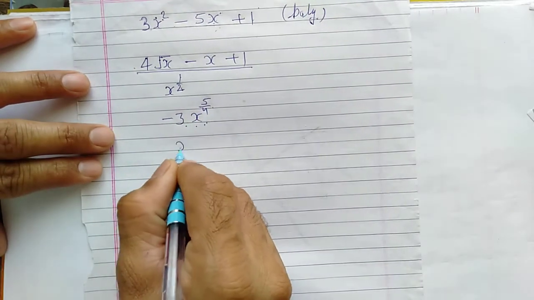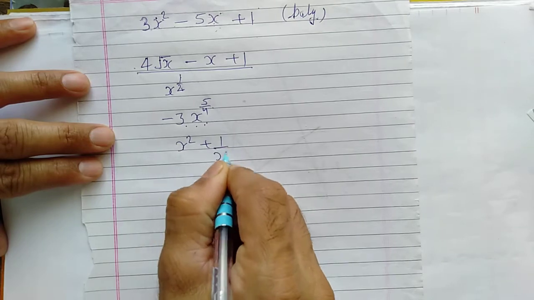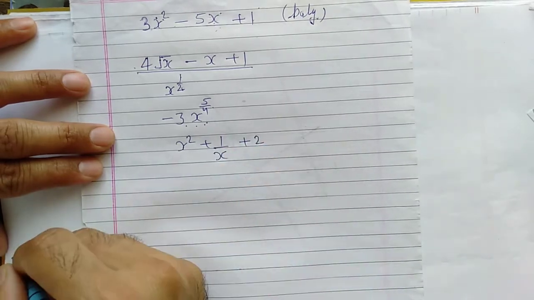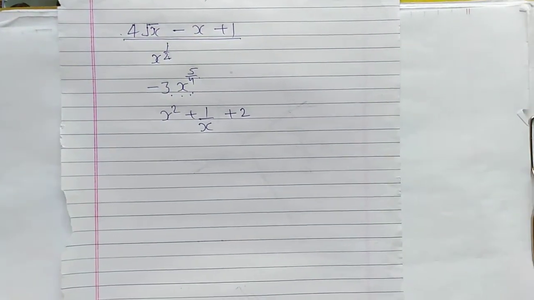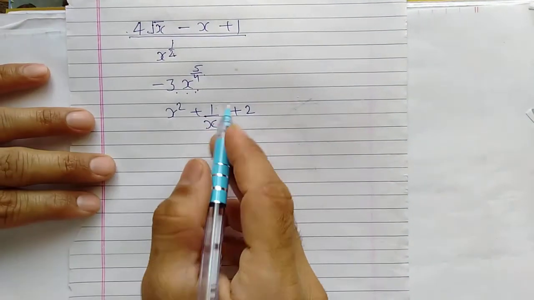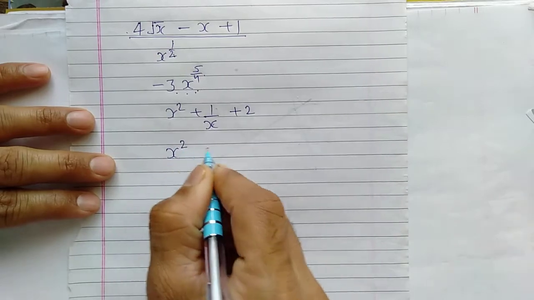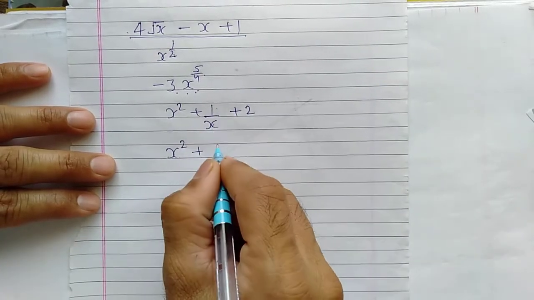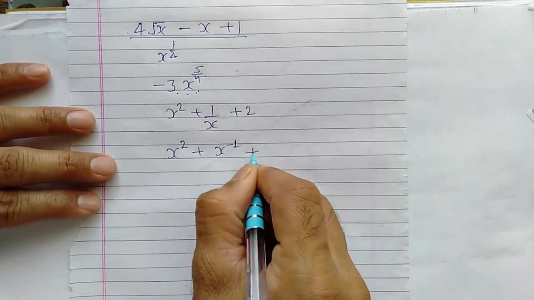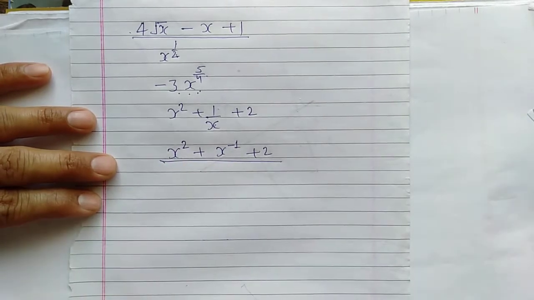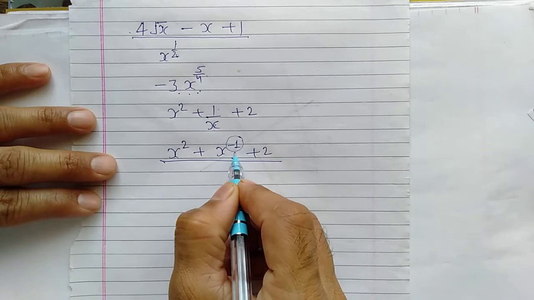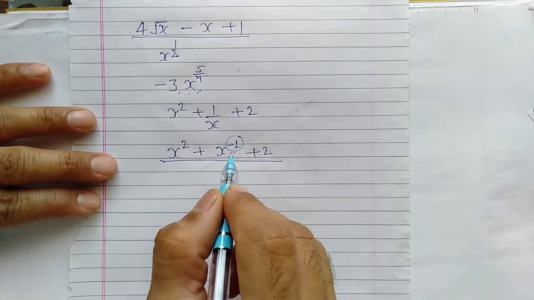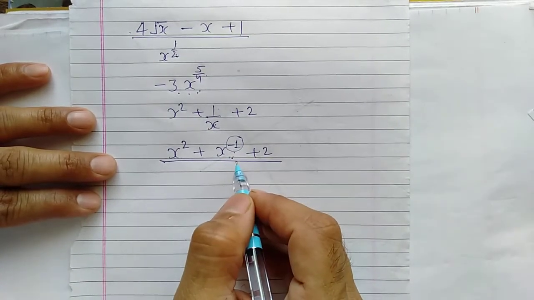Suppose sometimes it is written x square plus 1 upon x plus 2. In this one also, what we will do? We have to take x in the numerator first. So this is actually x square plus x power minus 1 plus 2. This is the form, and in this form see the power is negative, and this is not a whole number, so this is also not a polynomial, right?